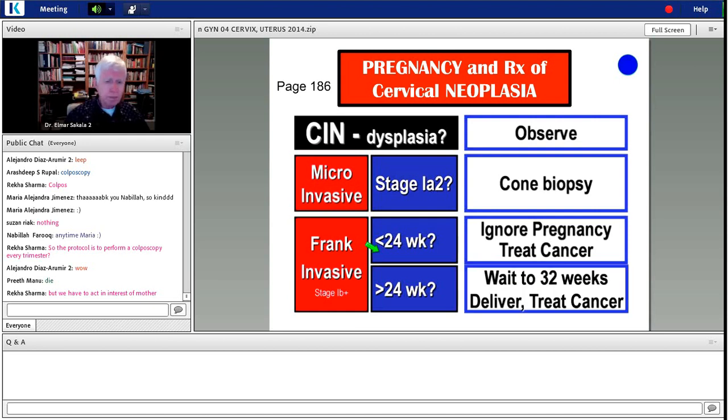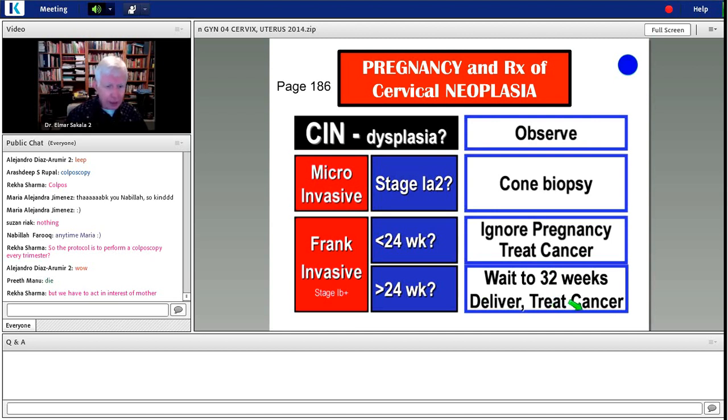If she is viable, and viability will say over 24 weeks, then we might want to wait to 32 weeks, give some betamethasone, give some magnesium sulfate for neuroprotection, deliver, and then do your radical hysterectomy or do your radiation therapy or whatever you need to do.